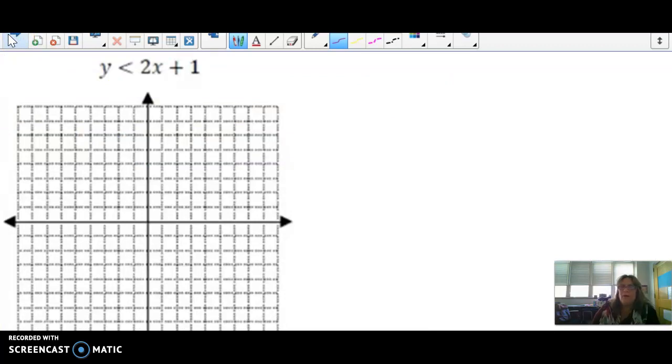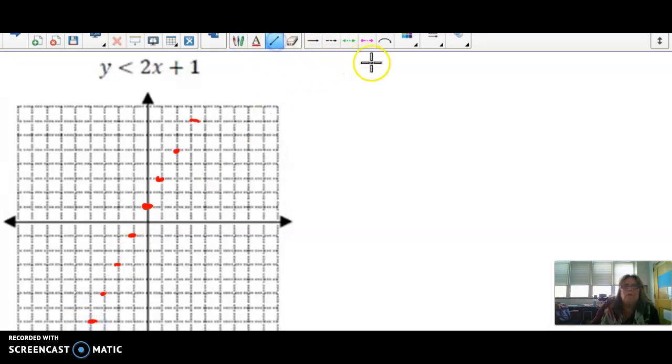Okay, for this one, I'm going to look at this. This is basically a linear graph. So this is y technically equals mx plus b. This is my slope. This is my y-intercept. So I have a y-intercept at +1, and my slope is 2. So up 2 to the right 1, or down to left 1. So that gives me enough information that I can draw my graph.